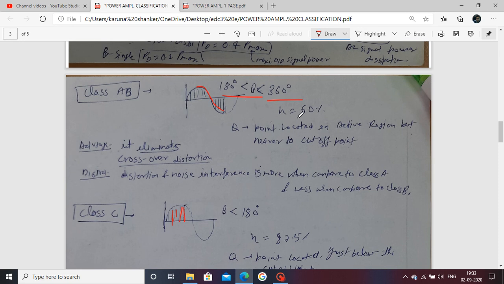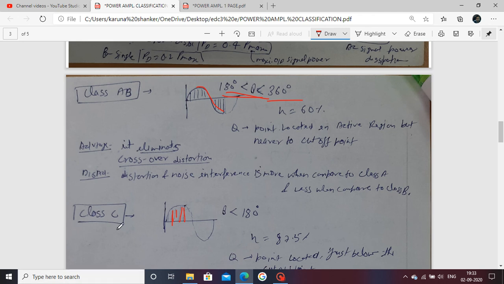This one also shows you the current flow in this range, and the Q point is located at the active region but near to cutoff region. Active region means the class A amplifier is located at the center, that is, in the active region. Another term you use here is class AB, just above the cutoff point.